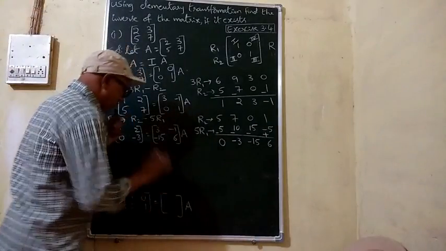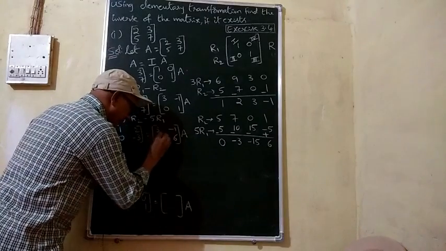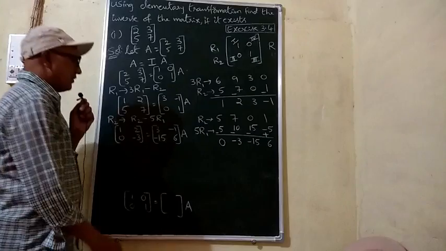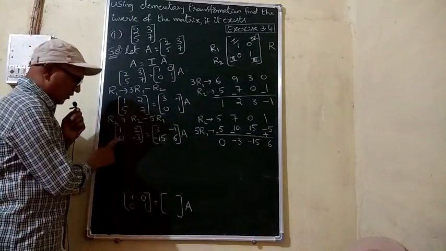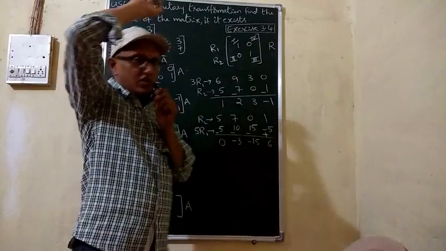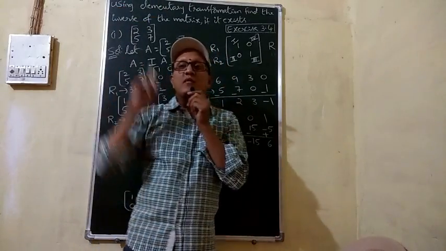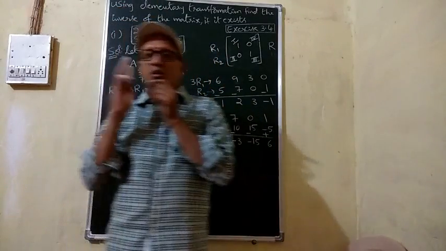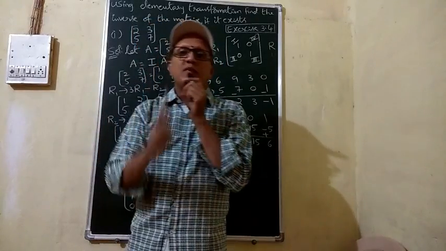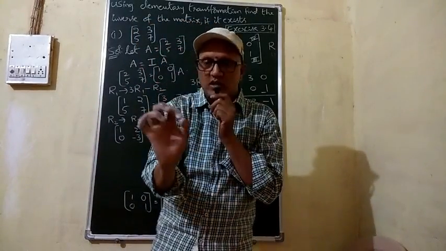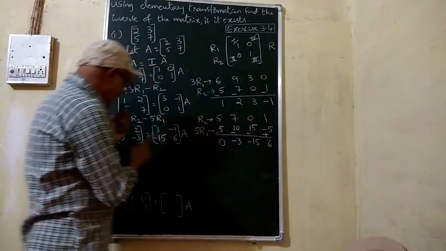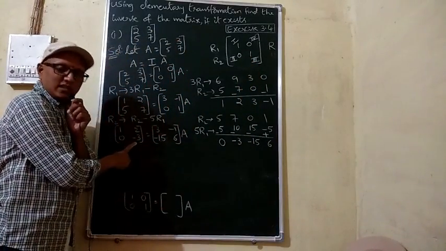R2 minus 5R1. Right. Next. So Roman letter 1 we got, Roman letter 2 we got, now Roman letter 3. In the beginning question we discussed that one. Whenever we want to get the Roman letter 3, we have to multiply with its reciprocal.